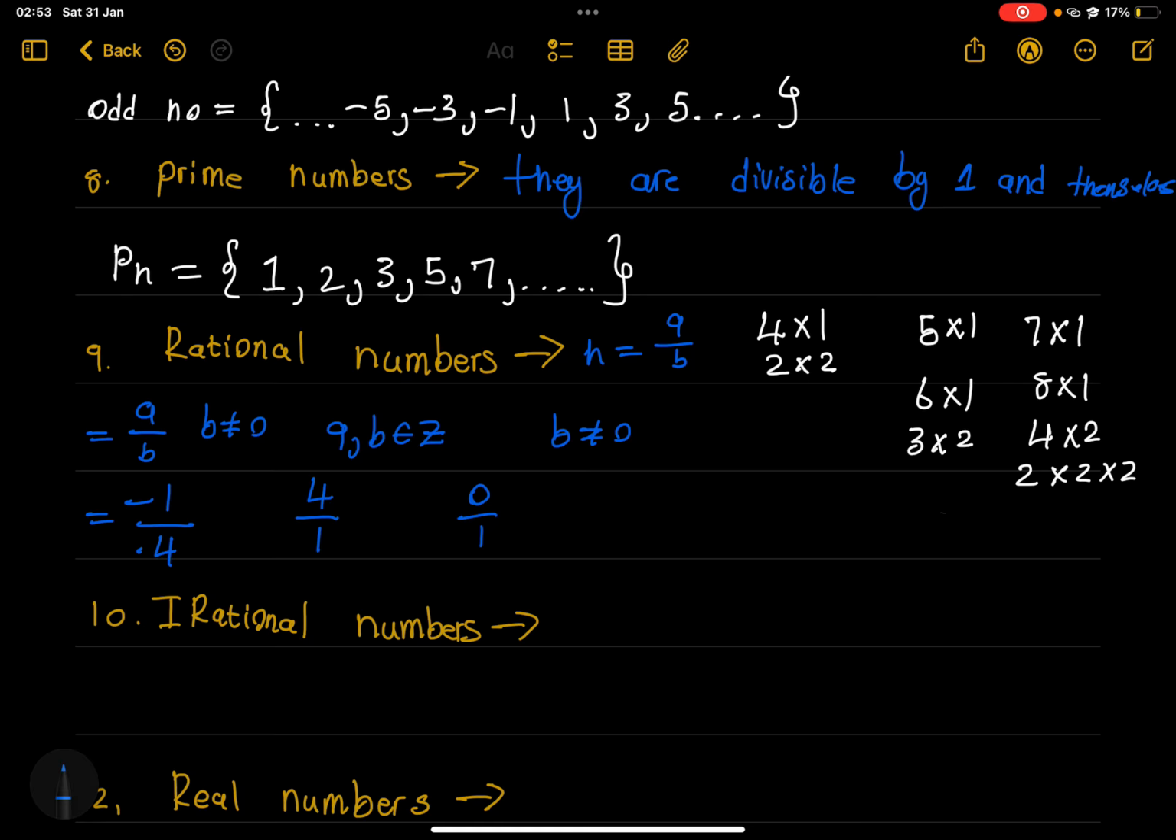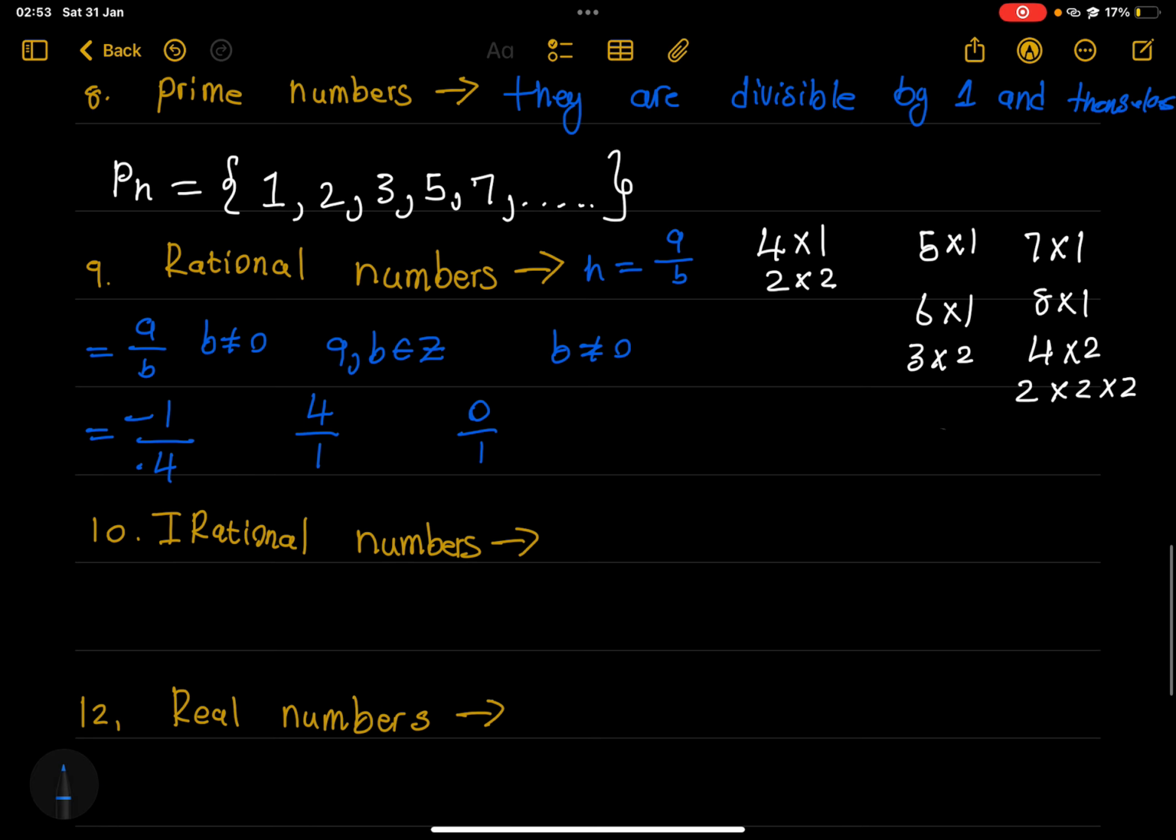Understand? So let's talk about irrational numbers. Irrational numbers are numbers that are in decimal form, but they cannot be converted into a fraction. Understand? They are numbers that are in decimal form and they cannot be written as a fraction, A over B.